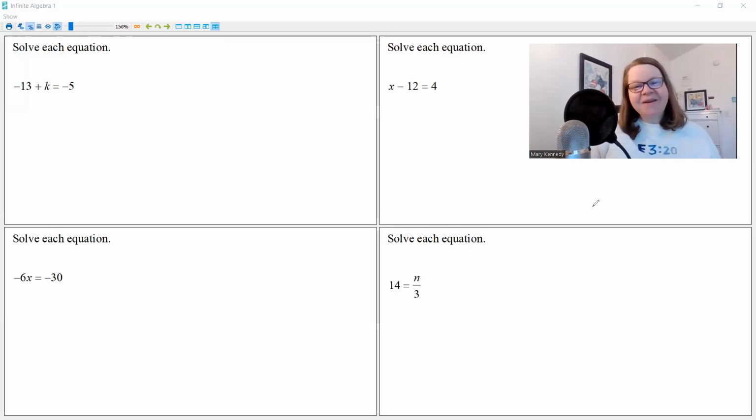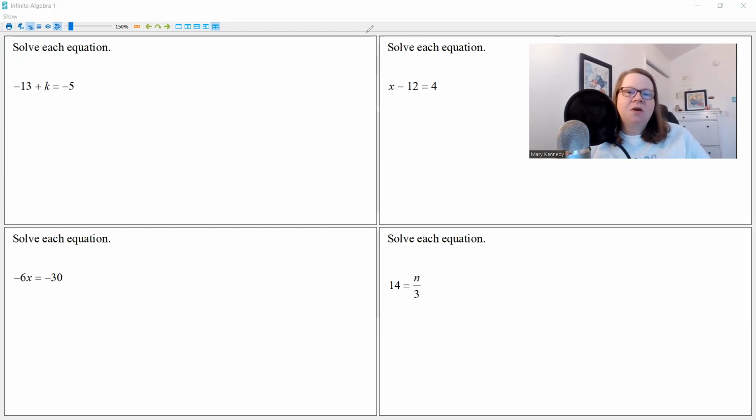Okay, guys, let's take a look at one-step equations. These are the first equations that we start to solve, and there's definitely a process for how we're going to do these that can work every single time. There's definitely a pattern to it, which is nice.